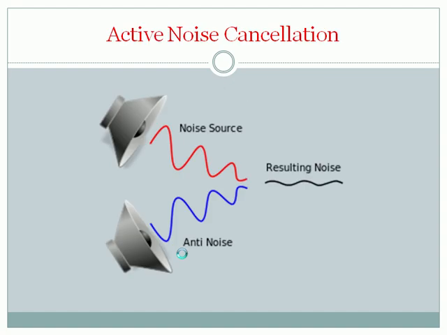Now, active noise cancellation is when we have a primary source, in this case noise, and we are going to use a secondary source that are speakers. And when the sound waves are together, the result is the cancellation of noise.